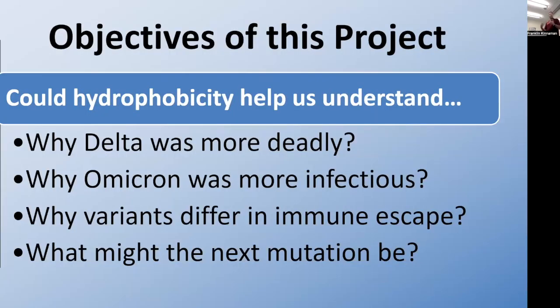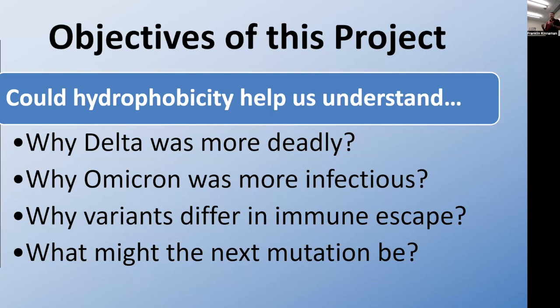Now, the big objectives for the project for me, in terms of what I was hoping to learn once I started analyzing the data, is could this hydrophobicity help us begin to understand why Delta was more deadly? Why were the symptoms more serious? Why was Omicron more infectious? It was easier to transmit.